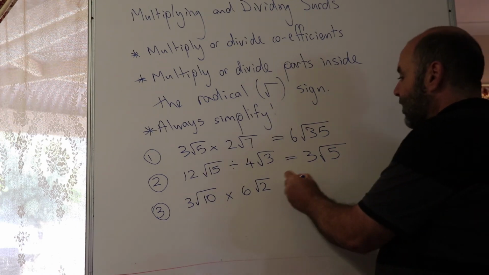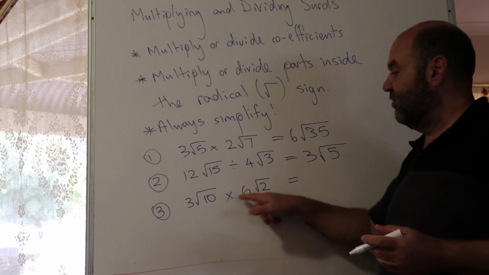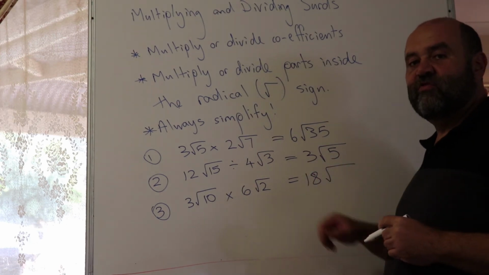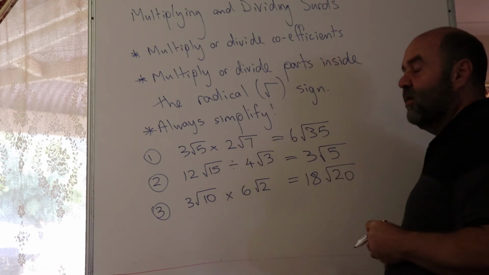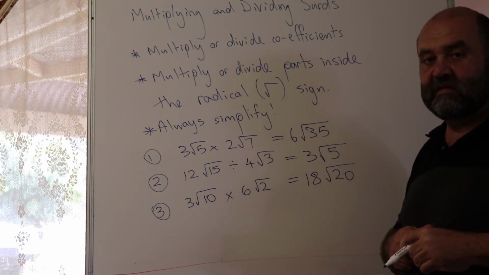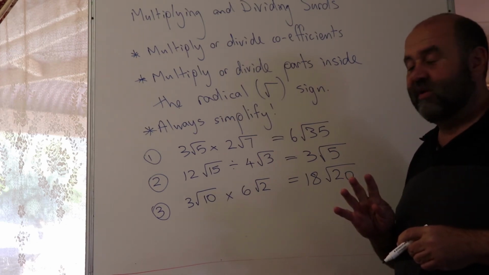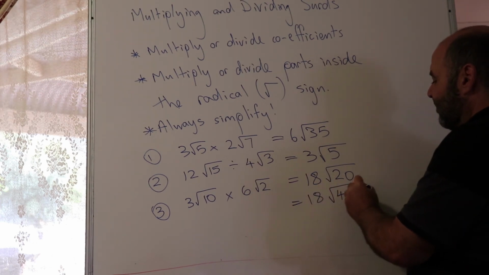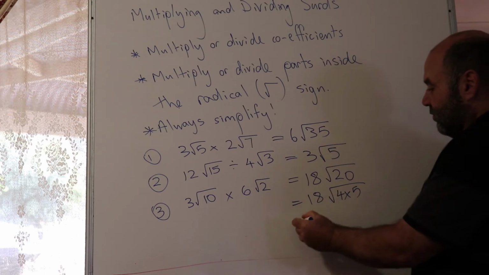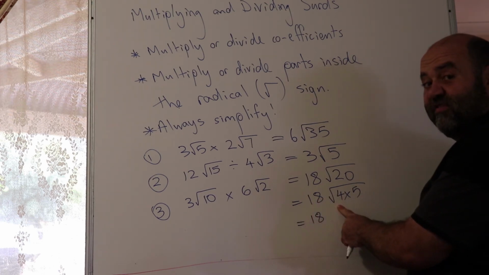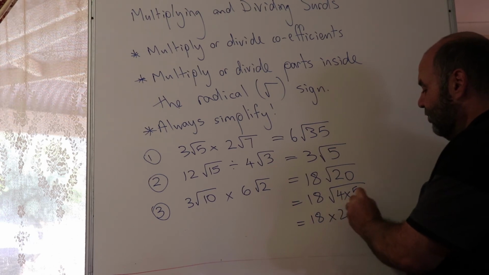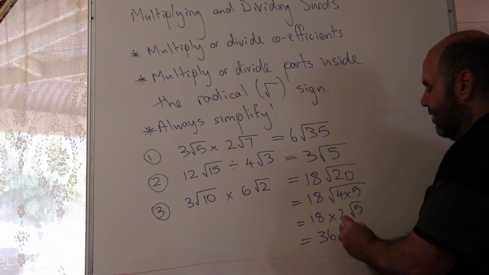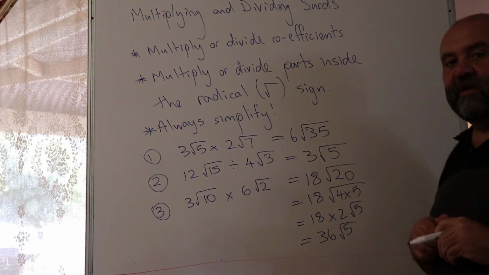Okay, let's look at part 3. So part 3, I multiply the numbers out the front as usual. 3 times 6 is 18. And then inside the radical, 10 times 2 is 20. Now, is there a square number that goes into 20? Yes, there is. 4 goes into 20. Okay, so that's 18 times the square root of 4 times 5. Breaking that up, that's 18, the square root of 4 is 2, so times 2 root 5. 18 times 2 is 36 root 5. And that's job done for that one.